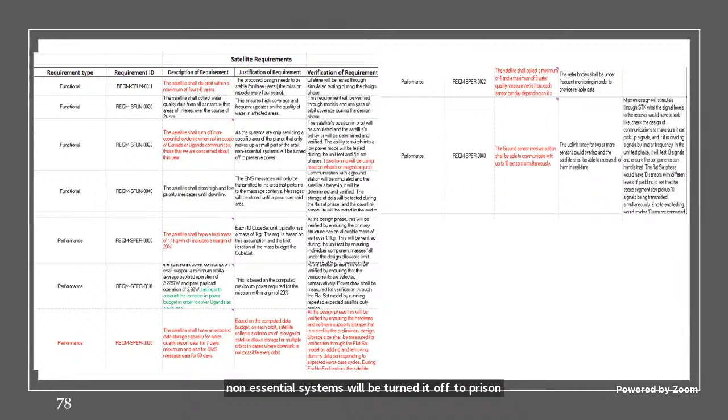The satellite shall store high and low priority messages until download link. These SMS messages will only be transmitted to the area that pertains to the message contents. Messages will be stored until we pass over the specific area that we need. The satellite shall have a total mass of 1.1 kilograms, which includes a margin of 20%.